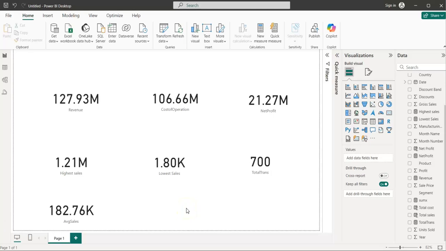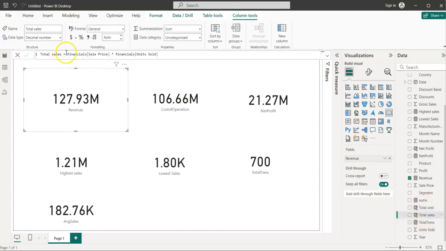Alright guys, welcome to the video on how to use SUMX, AVERAGEX and so on using DAX in Microsoft Power BI Desktop. In the previous video we calculated the revenue, the cost of operation, the net profit and the rest of these. To calculate the revenue, the first thing we did was calculate the total sales, which involves the sales price multiplied by units sold.